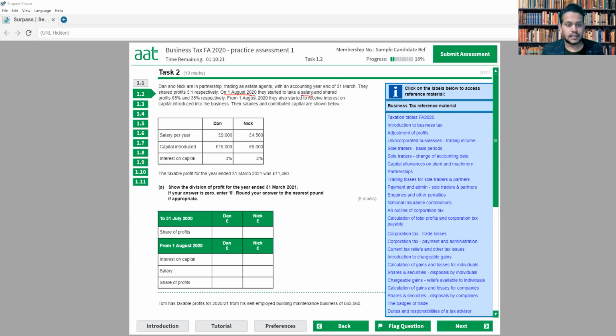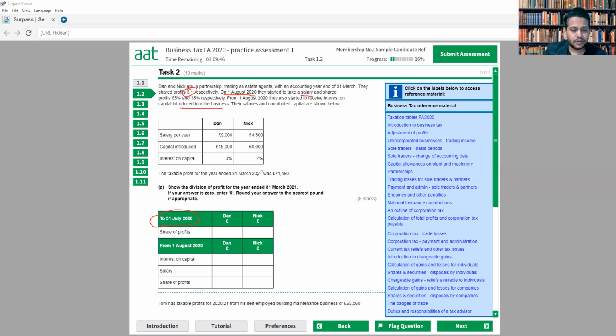And before August, that means up to 31st of July, their profit share was only 3:1, and after that it changed. From 1st of August, they also started to take the capital interest, and the salary and the contributed capital are shown below. Okay, that's fine. So you have to find like what is the proportion. So up to 31st of July, what will be the situation? And from August, what will be the situation? It's not a problem. So let's try to understand.